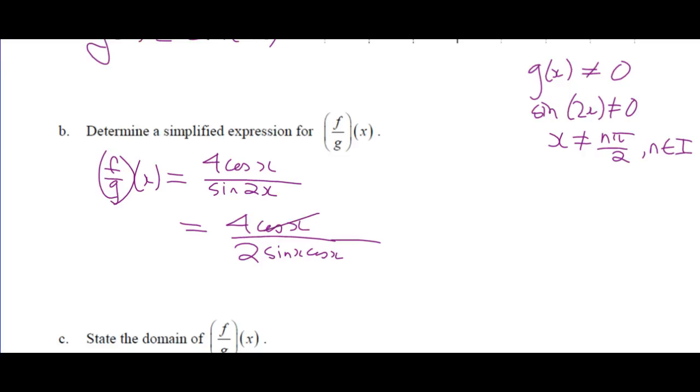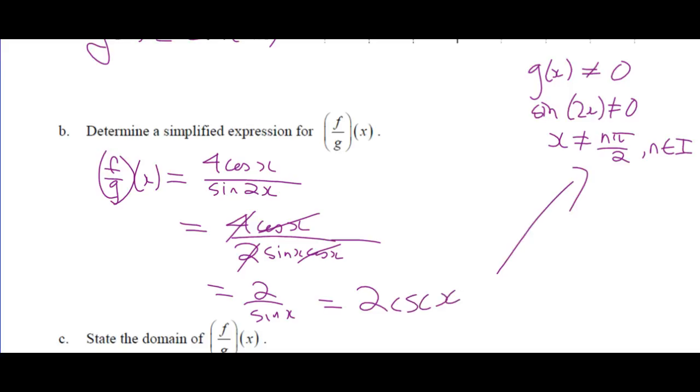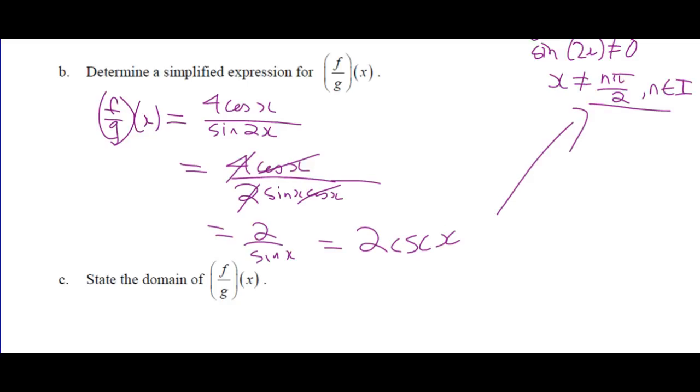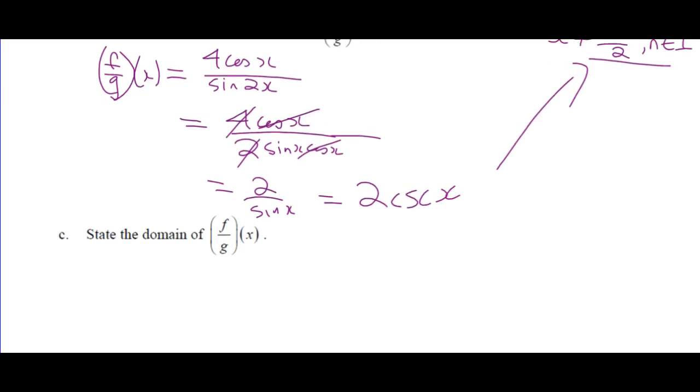Okay, so cos x cancels, what do we got? 2 over sine x, which is what? Cosecant. With your restriction, right? If you do the restriction here, sine x can't be 0, cos x can't be 0, right? But that's still this restriction. Okay, so 2 cosecant x.